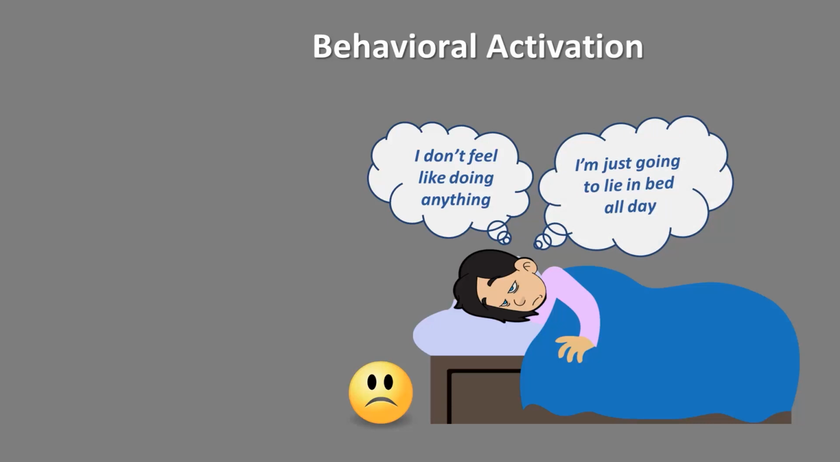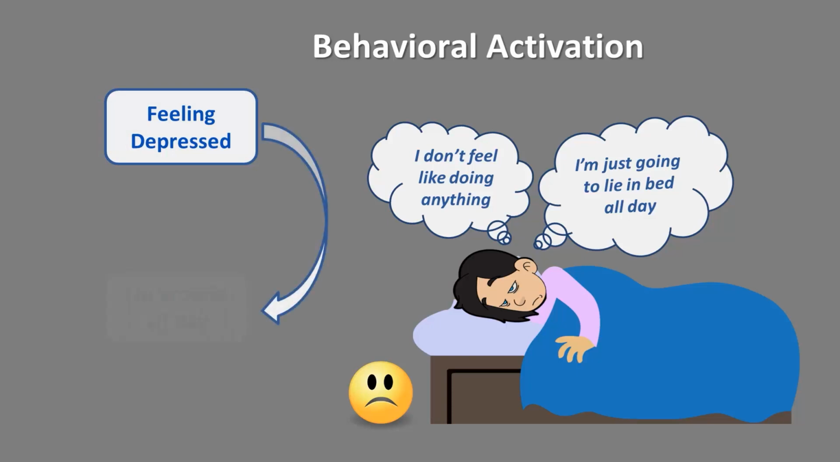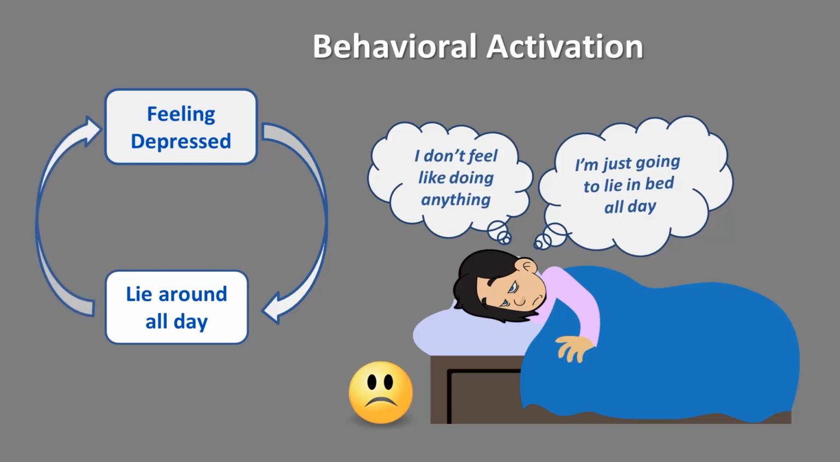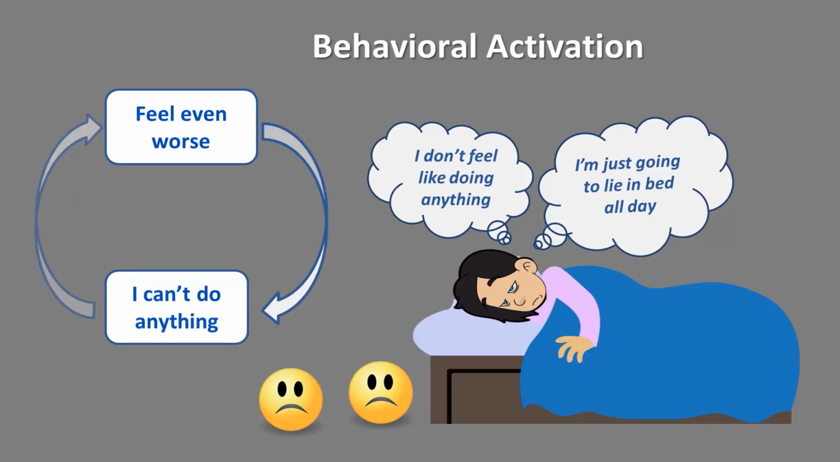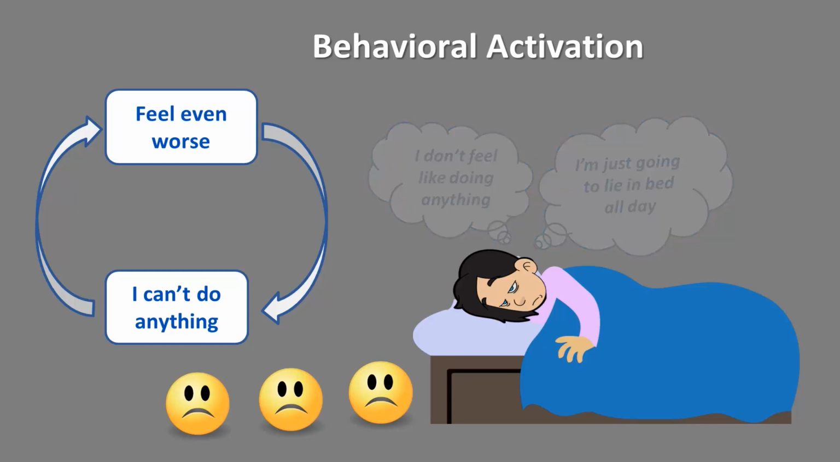And if we let ourselves go along with how we're feeling and start limiting how much we do, this creates a vicious cycle in which, when we're depressed, we lose our motivation to do things. But the less we do, the more depressed we tend to feel, which just leaves us even less motivated to do things, which feeds back into our depression. And behavioral activation is a way of reversing this cycle.